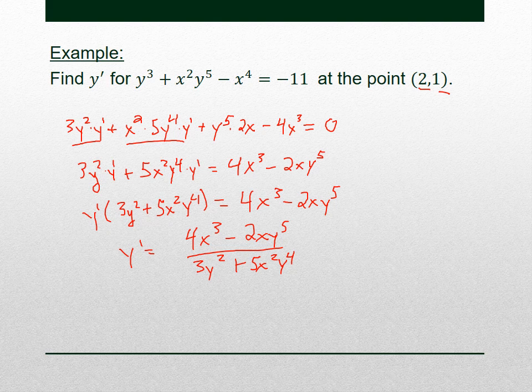All right, so now at the point (2, 1), we're going to plug in x equals 2. So what's 2 cubed? That's 8. 4 times 8 is 32. Minus 2 times x equals 2, so that's 4 times 1 to the fifth, which is just 4. So 32 minus 4. And again, y is 1, so 3y squared is just 3. And 5x squared would be 5 times 4, which is 20, times y to the fourth, which is just 1. So it looks like we get 28 over 23.